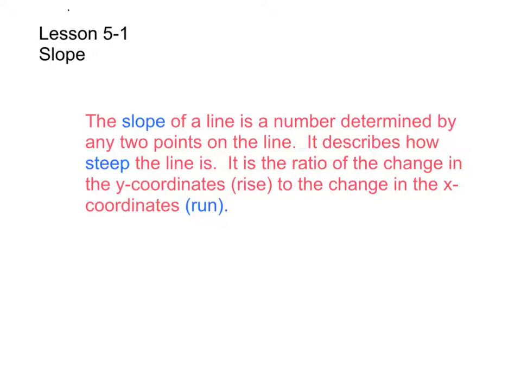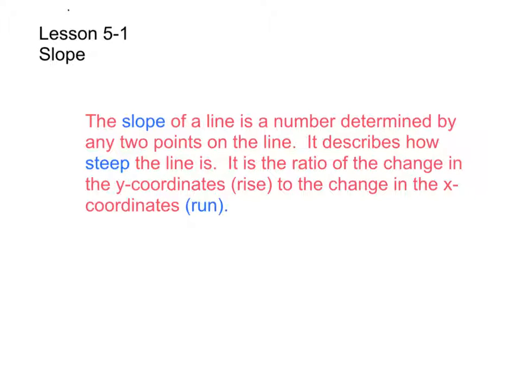Okay, today's lesson is lesson 5.1, and it is about slope. So the slope of a line is a number that is determined by any 2 points on the line. It describes how steep the line is. And we can also describe it as being the ratio of the change in the y-coordinates, the rise, to the change in the x-coordinates, or the run.